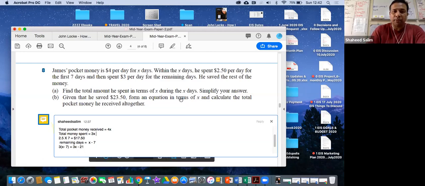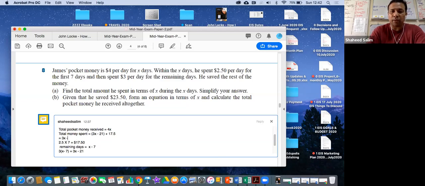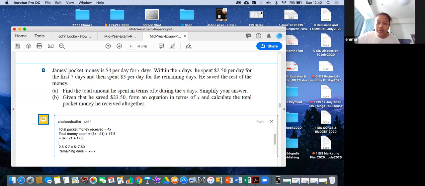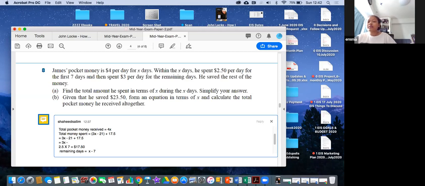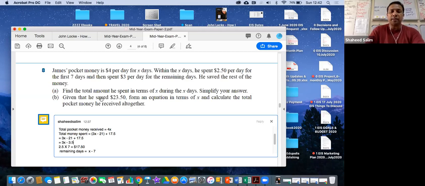Okay, now we do it step by step. Step by step is we put it into brackets. First bracket, then you have to add 17.50, second bracket. So now we remove the bracket: 3X minus 21 plus 17.5. Are you confused? No, okay. So what's the total? Remember, you owe $21 now. 3X minus 3.5. So this is now the total amount of money spent.